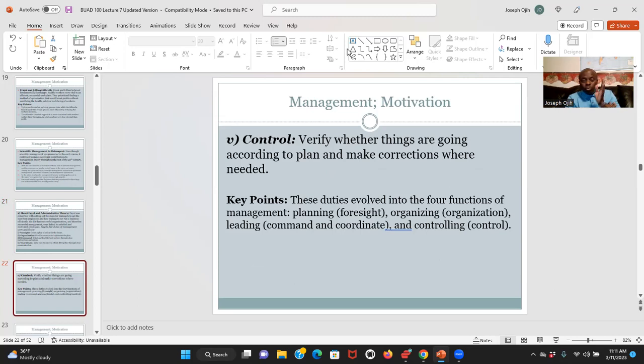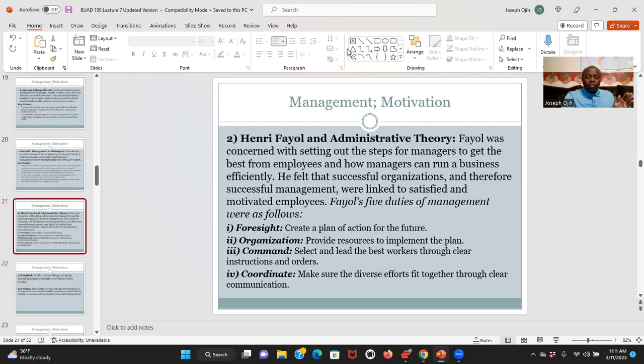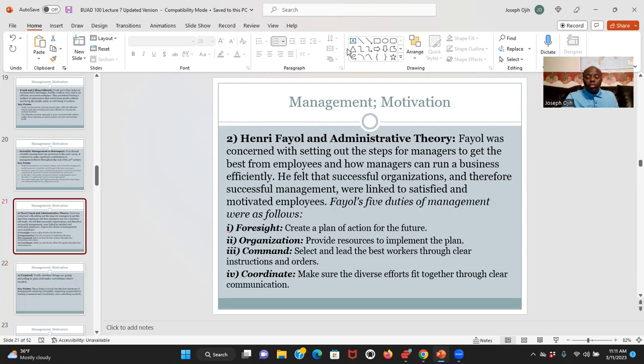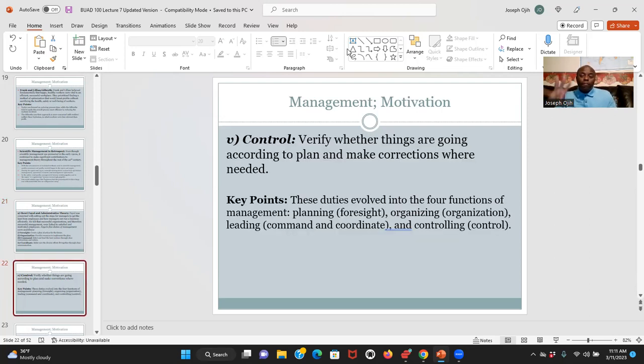So, given these 5 duties of management, we can now summarize them in this form. I'll put it this way: what Henry Fayol gave us has now evolved to become the 4 functions of management: planning, organizing, leading, and controlling.